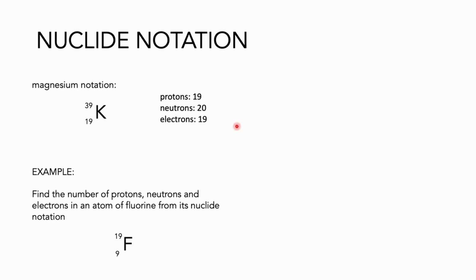The atomic number is the number below, and this is the number of protons in the atom. If the atom is neutral, it will also be the number of electrons because these are equal.